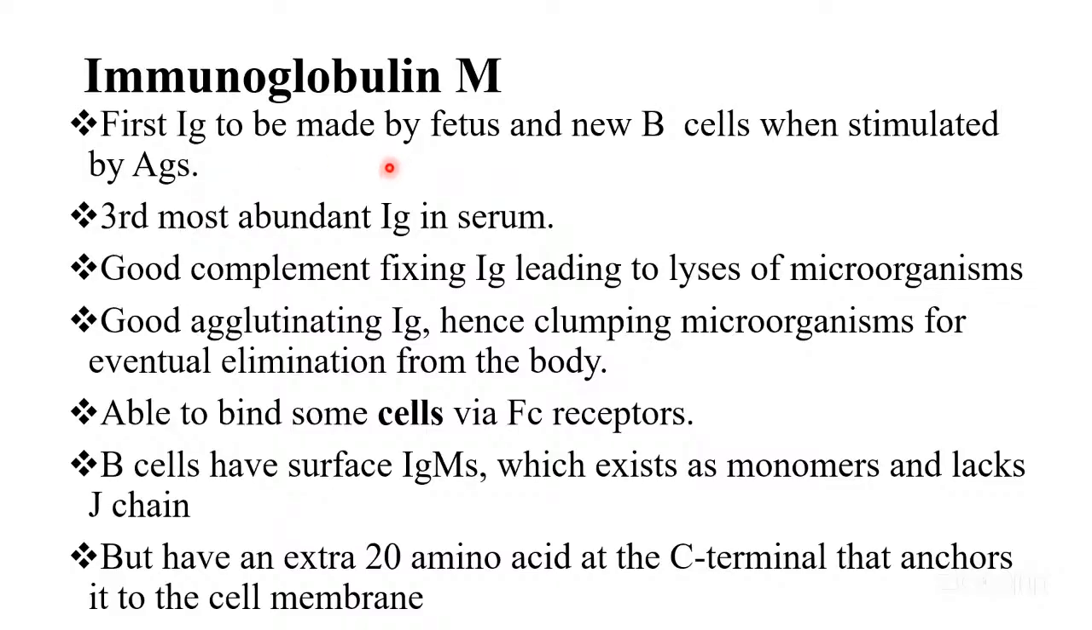The second class of immunoglobulin is IgM. It's the first to be met by the fetus and new B cells, and is stimulated by antigens. It's third most abundant in serum, as we saw before. And then it's a good complement.